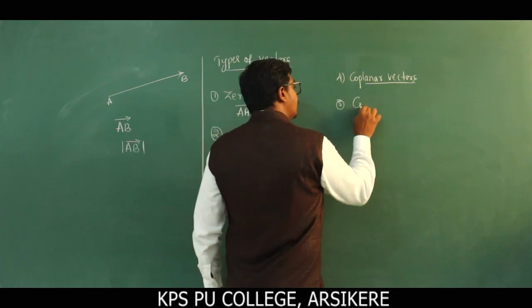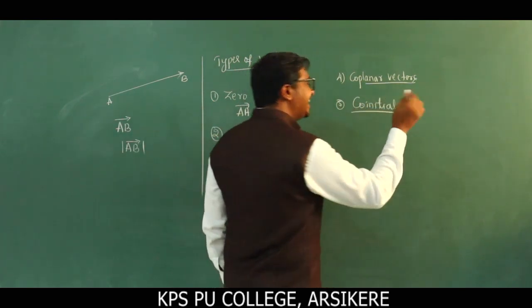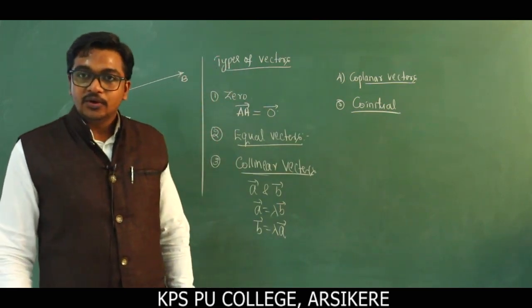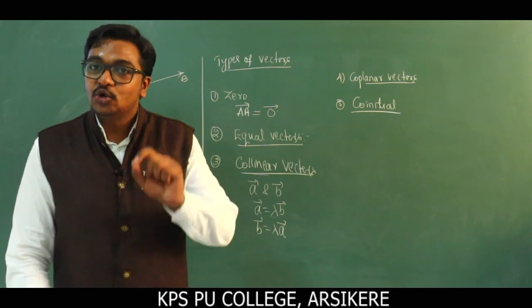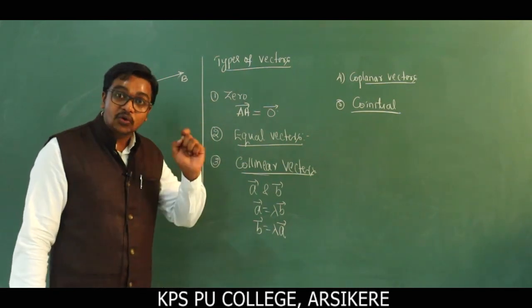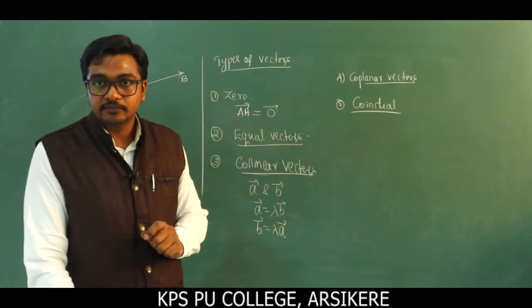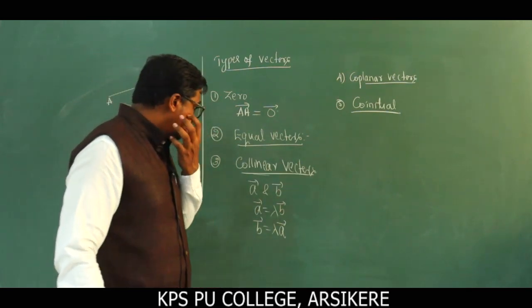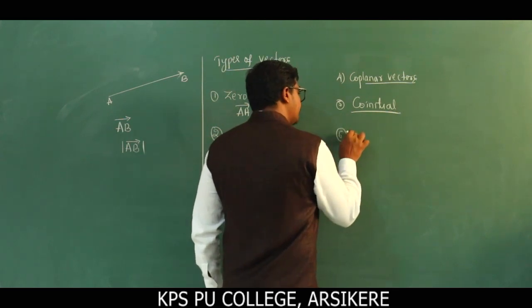Fifth one, co-initial vectors. Just observe the word co-initial. They have the same initial point. Two or more vectors are said to be co-initial vectors if they have the same initial point.